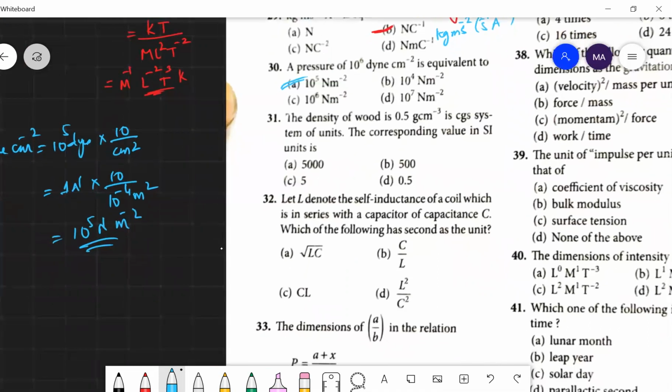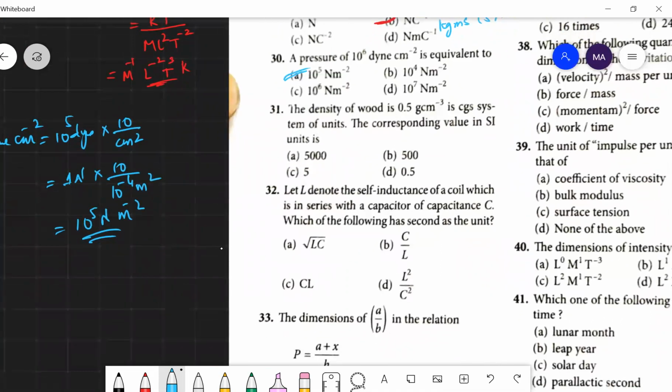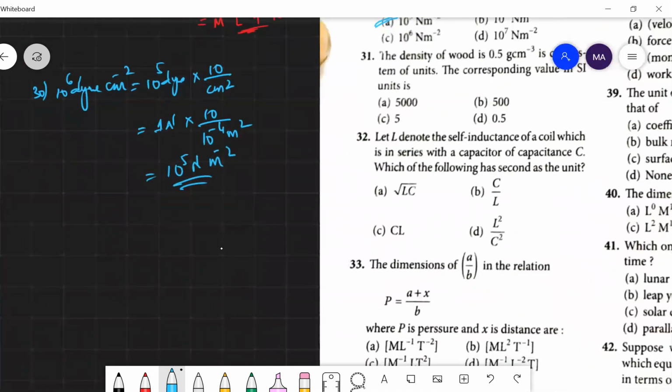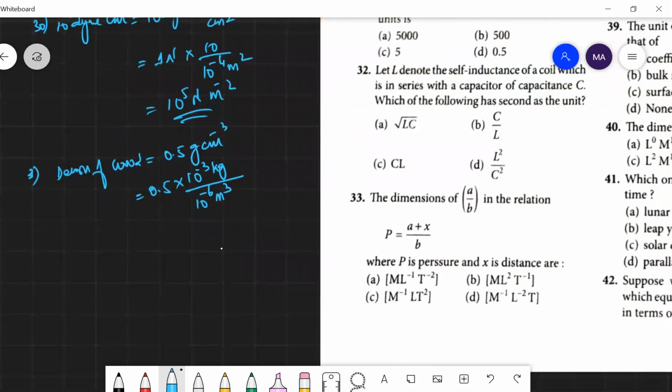The density of wood is 0.5 gram per centimeter cube in the CGS system of units. The corresponding value in SI unit is equal to how much? For 31, the density of wood is equal to 0.5 gram centimeter inverse cube. So that will be equal to 0.5 into gram, which is 10 to the power of minus 3 kg, and centimeter cube which is 10 to the power of minus 6 meter cube, because 1 centimeter is 10 to the power of minus 2 meter, whole cube will become 10 to the power of minus 6. So this will become 0.5 into 10 to the power of 3 kg meter inverse cube. That means that will be equal to 500 kg meter inverse cube. That will be the answer.